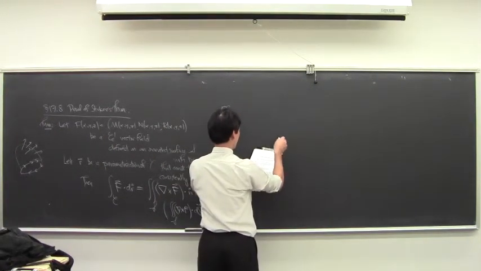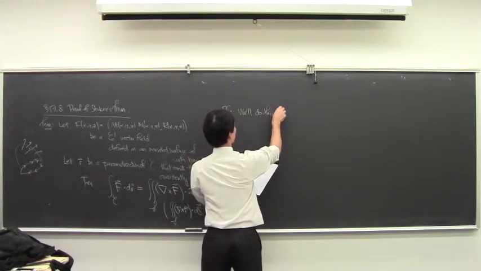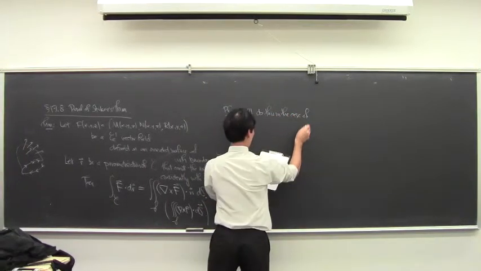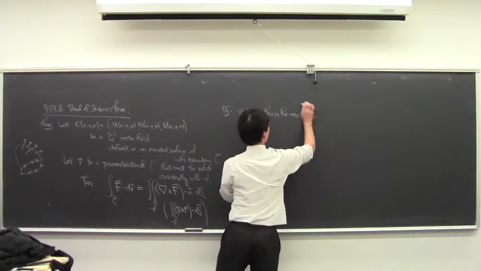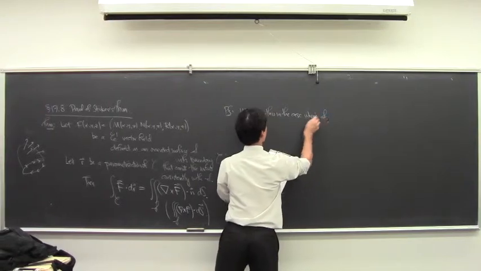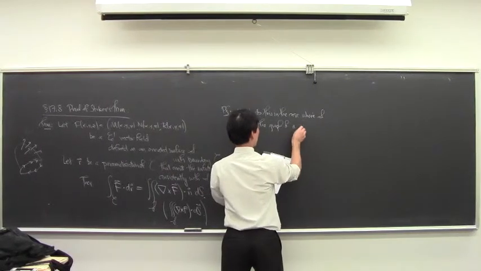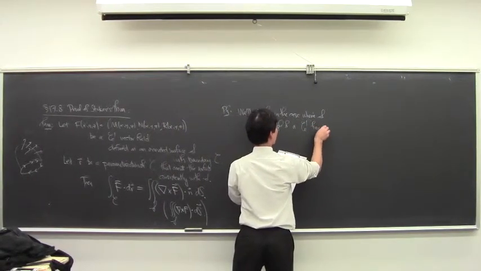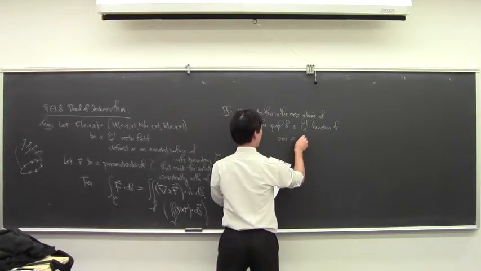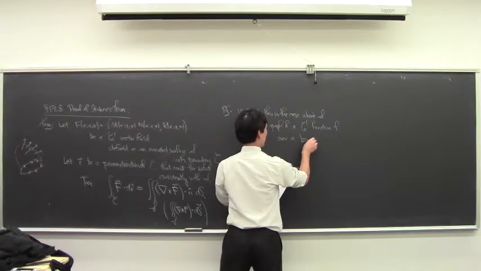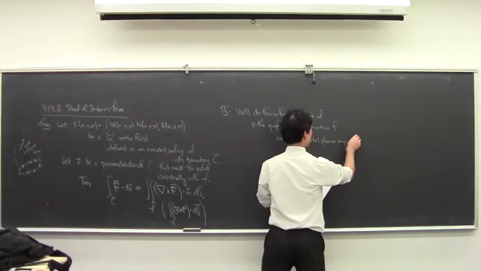And the proof of it, we're going to do it in one case. In the case where S is the graph of a C1 function, little f, over a bounded planar region, D.